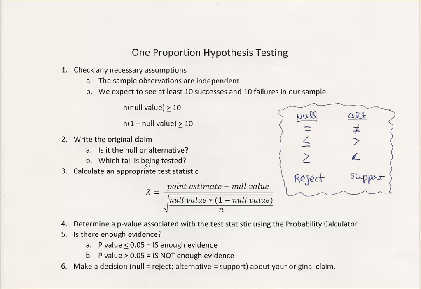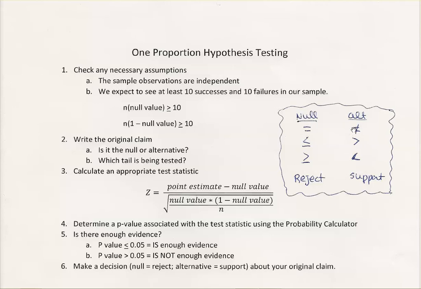For which tail is being tested, I forgot to draw that on here, but what you would want to do is look at which direction. First of all, for the tails, you always look at your alternative hypothesis. So when you're trying to determine which tail is being tested, always, always, always look at the alternative hypothesis. Do not look at the null hypothesis.